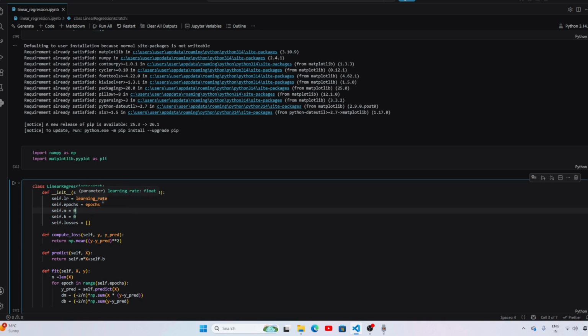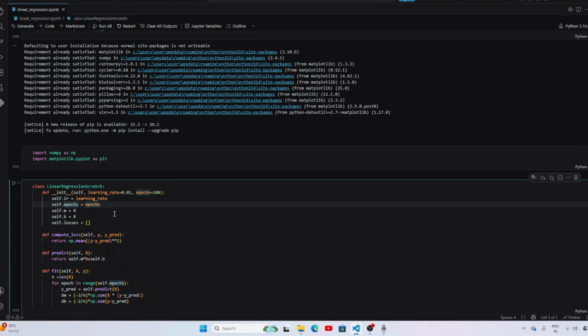Here, the learning rate controls how big each gradient descent update step will be. By default it is 0.01, and inside this class I have declared the default value as 0.01. Epochs determine how many times the model will iterate through the training data. So here I have given a default value of 100.